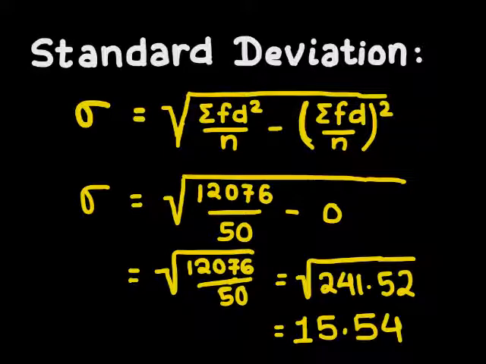Next, applying the formula for calculation of standard deviation, sigma is calculated by the square root of the summation of frequency times the square of deviation over n, where n is the total number of frequencies. So the value is root over 12,076 by 50. That is root over 241.52, which is 15.54.